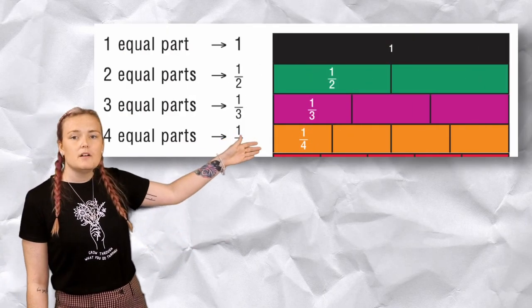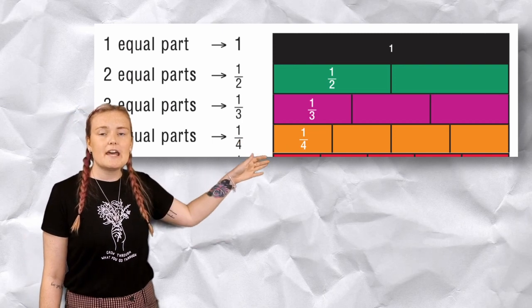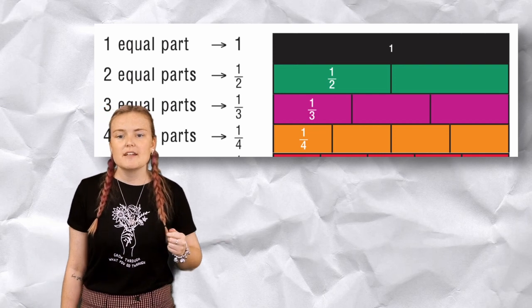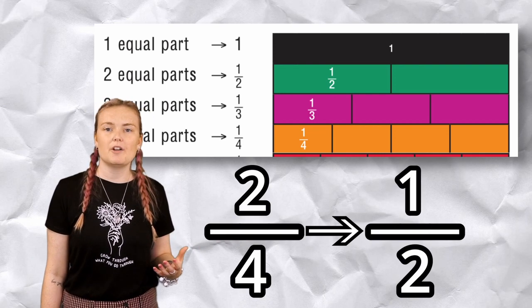Let's make sure that we can simplify and find equivalent fractions. So first of all, looking at 1/2 and looking in the diagram, you'll notice that 2 of the quarters take up the same amount of space as a half. That's because they're equivalent. So I can simplify 2 quarters to get 1/2.